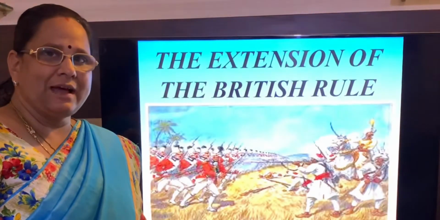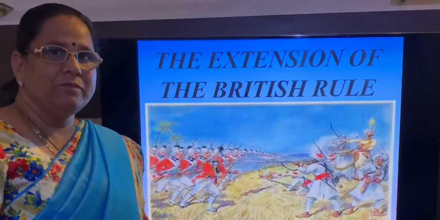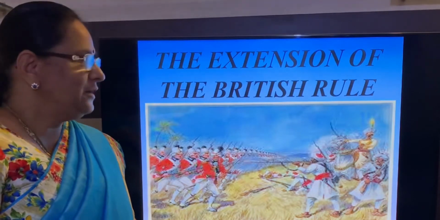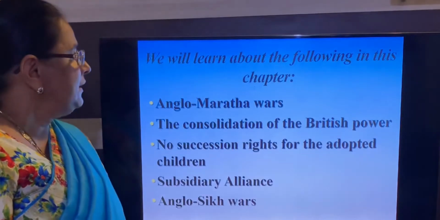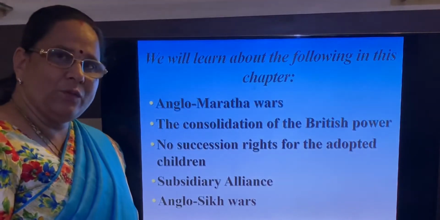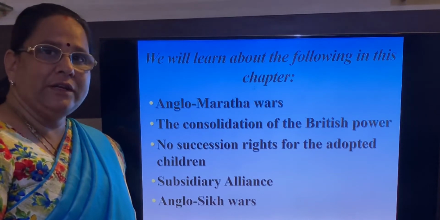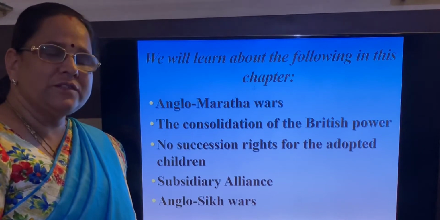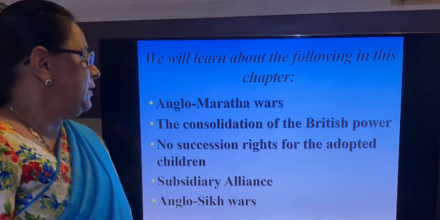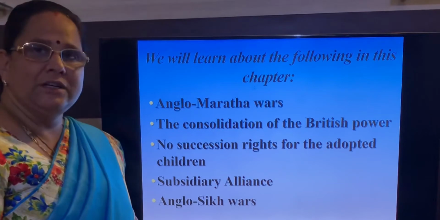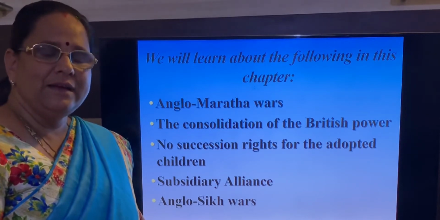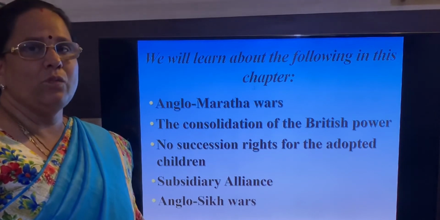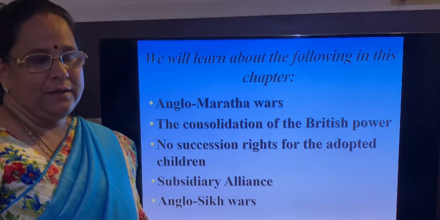Today we will start with extension of British rule in India. In this chapter we will learn about Anglo-Maratha Wars, the consolidation of British rule. The next one is non-succession right for the adopted children, subsidiary alliance, and the last one is Anglo-Sikh War. These are the topics you are going to learn in this lesson.